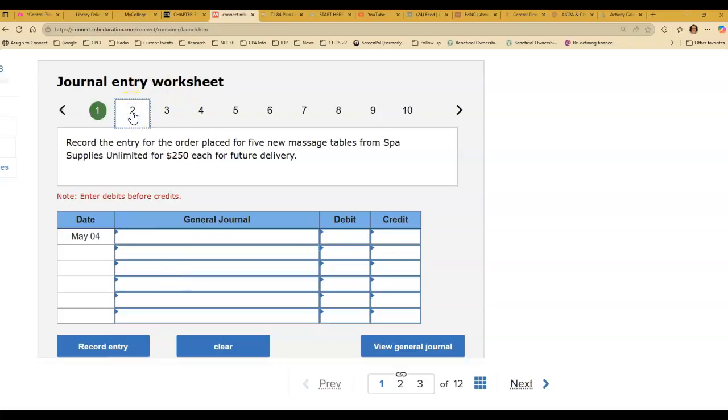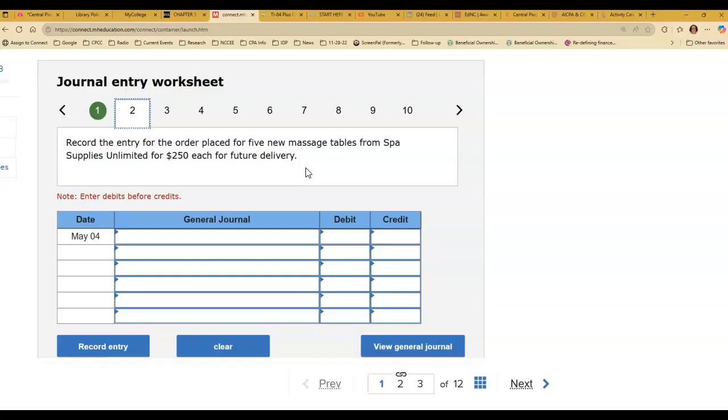Number 2. Record the entry for the order placed for 5 new massage tables from Spa Supplies Unlimited for $250 each for future delivery. Okay, I've got 2 no journal entries and I've got a supplies expense. The majority has it. There is no journal entry here. Why? Good. It's for future delivery.